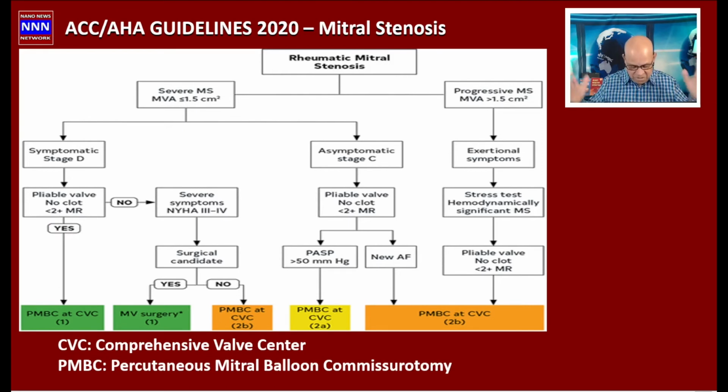Remember how many restrictions are there? Diagnosing is one thing, but dealing with these restrictions is another thing. That's why these flowcharts are so exceedingly important for us at bedside to decide how to make a decision on what we tell the patient, what we tell the family. So if we have stage D, which is the advanced stage, if they still have pliable valve, no clot, mild mitral regurgitation, they can go for percutaneous mitral balloon commissurotomy.